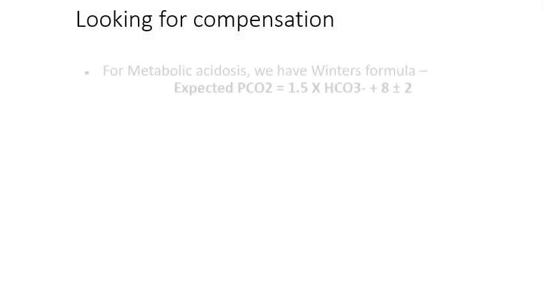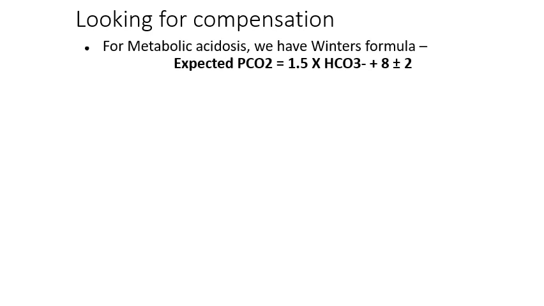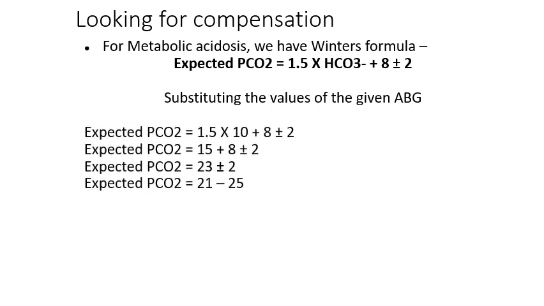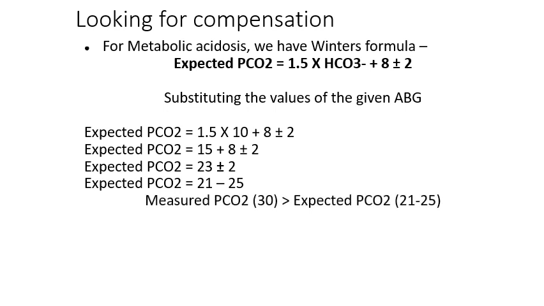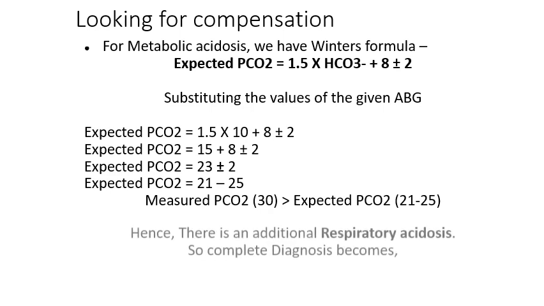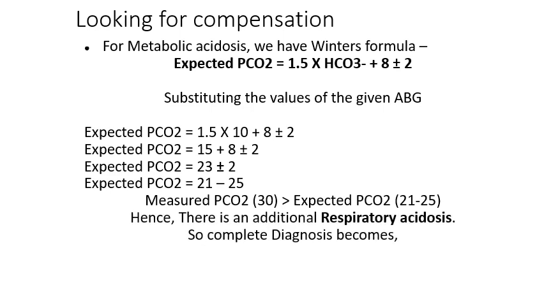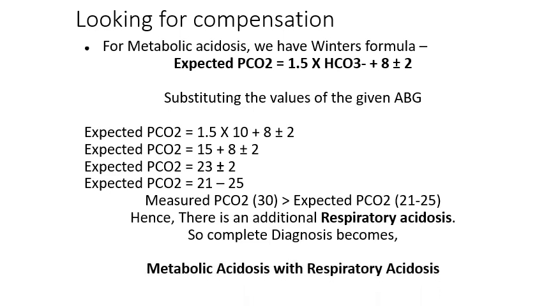To look for compensation, we use Winter's formula, which is given by expected PCO2 is 1.5 times bicarb plus 8, plus or minus 2. If we substitute these values of the given ABG in this formula, we get the expected value of PCO2 to be 21 to 25. However, in the given ABG, the PCO2 is 30, which tells us that there is more CO2 retention. And this tells us that a second disorder is present, and it is respiratory acidosis. That is why the complete diagnosis becomes metabolic acidosis and respiratory acidosis.